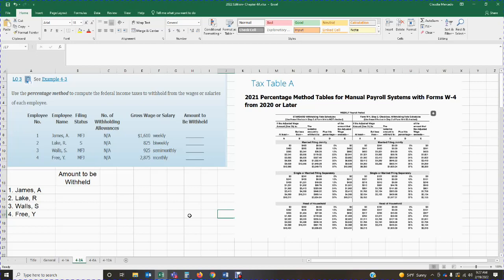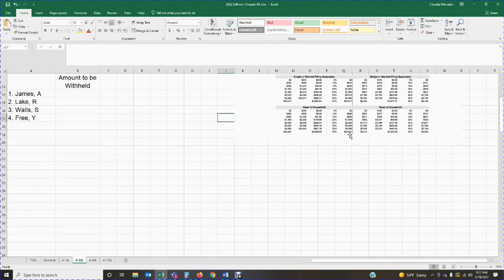This is where we're going to be referring to some tables, and we're going to be doing some calculations. We're still going to use tables, but we're going to be doing calculations based on the information on the tables. So I went ahead and brought over the tax table A. This is at the end of your textbook. There's an appendix with all of the different tax tables that are going to be used. So I brought over all of the percentage method tables for the weekly.